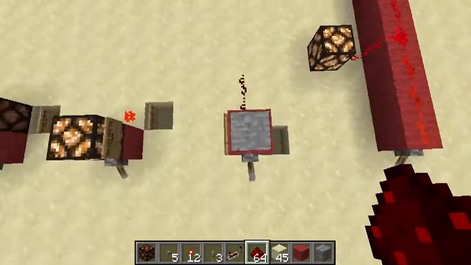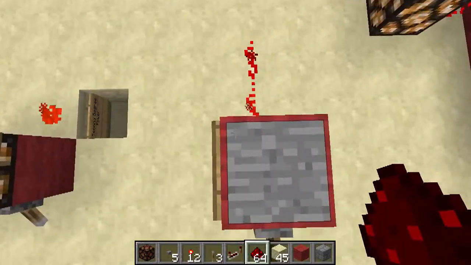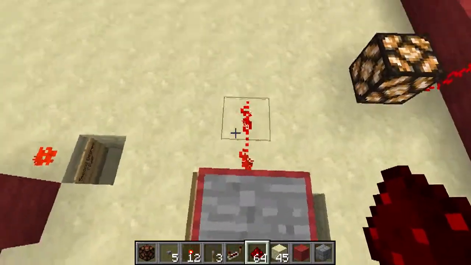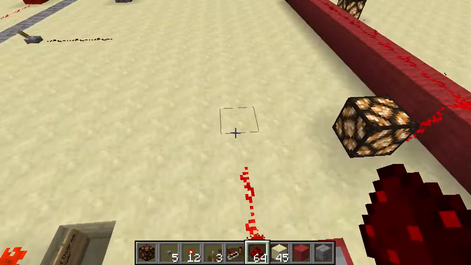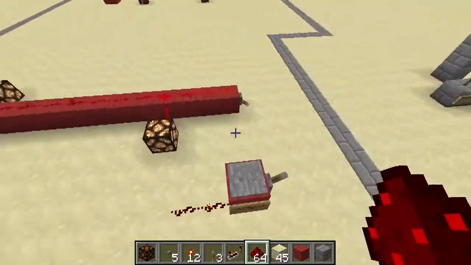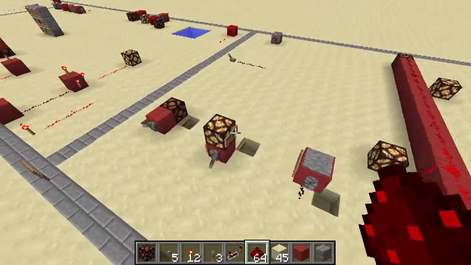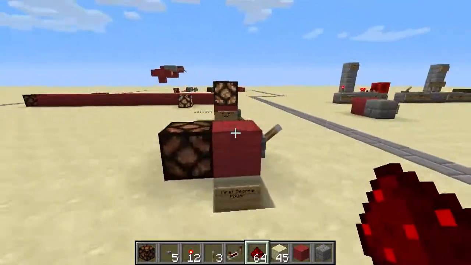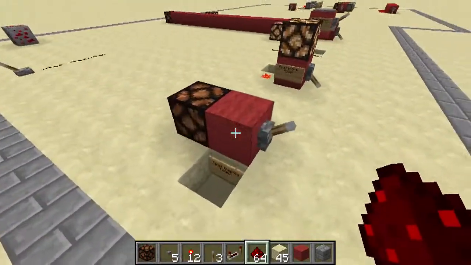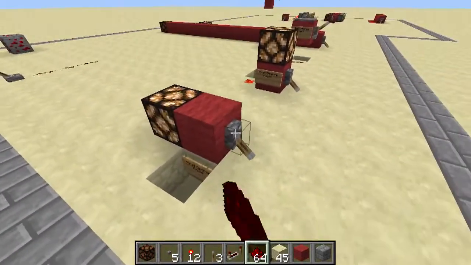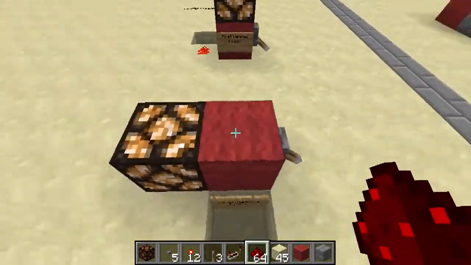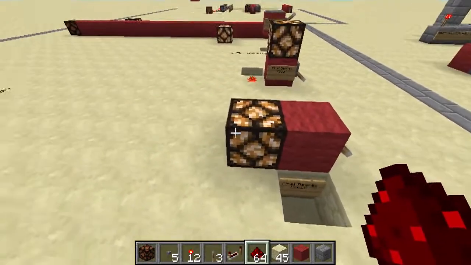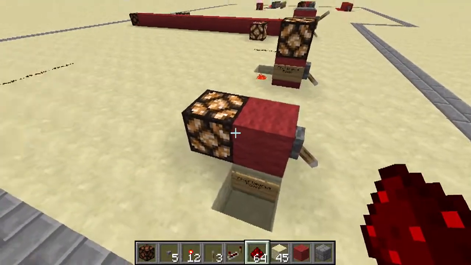So if you want to use this in a pressure plate setup and hide the wiring, you can do this, pretend that there's more of a floor here, and you can send a redstone signal out that way. And that is the concept of first degree power and second degree power. So always remember that when an input like a lever goes into a block, the block right here is receiving first degree power, and then any blocks coming off of it are receiving second degree power.